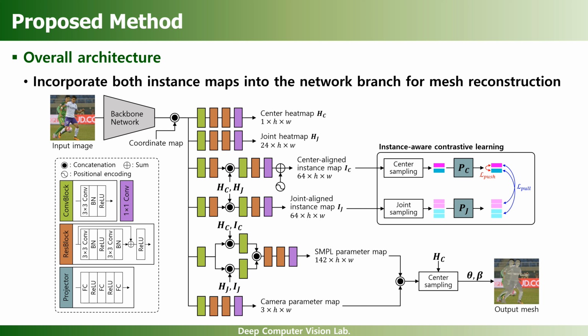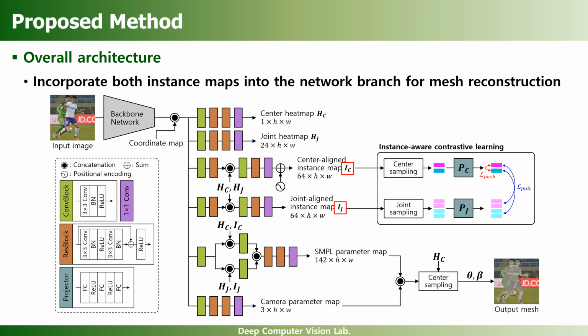This is the overall architecture of the proposed network, which follows the bottom-up 3D-HMR framework. When encoding instance maps, the estimated center heat map and joint heat map are utilized, and the ground truth of center position and joint position is used in the sampling process of the instance-aware contrastive learning. Note that the instance-aware contrastive learning scheme is conducted only in the training phase and eliminated during the inference.